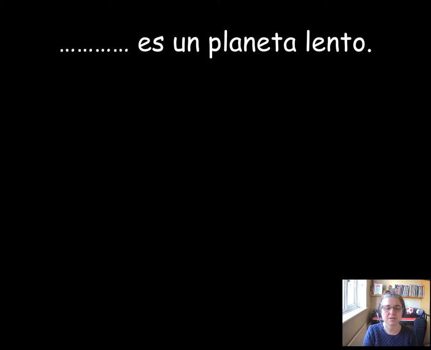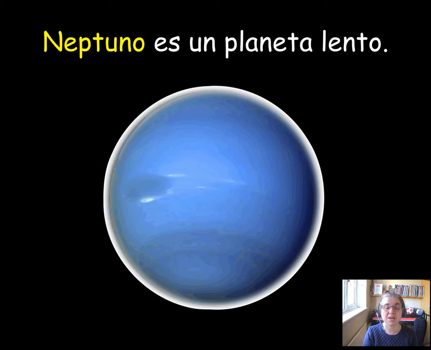How about this one? Something or other es un planeta lento. What do you think that one might be? Because we had enormous, then tiny, they're opposites. We just had rápido. Any idea? Yeah, it's slow. Which one is a slow planet? Which one do you think is going to fill the gap in? Let's see. Neptuno es un planeta lento. So Neptune is a slow planet, takes it a long, long time to travel once around the sun.